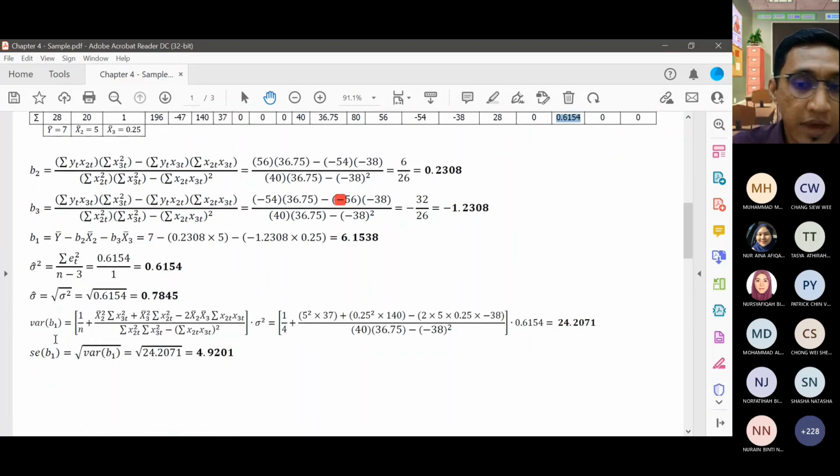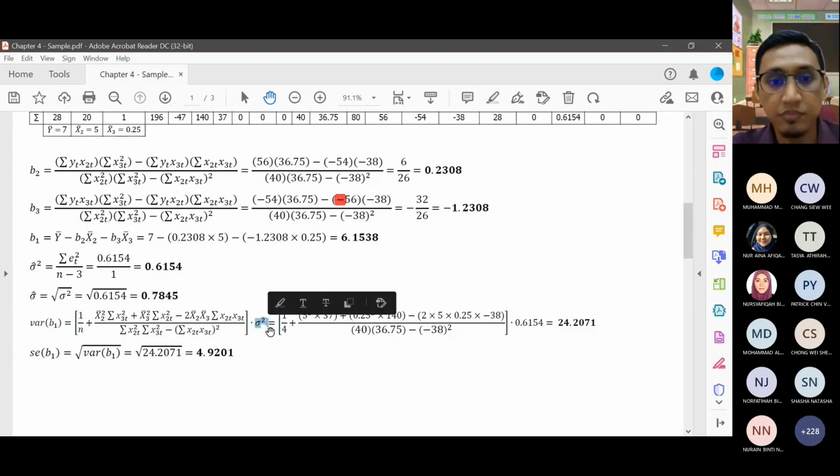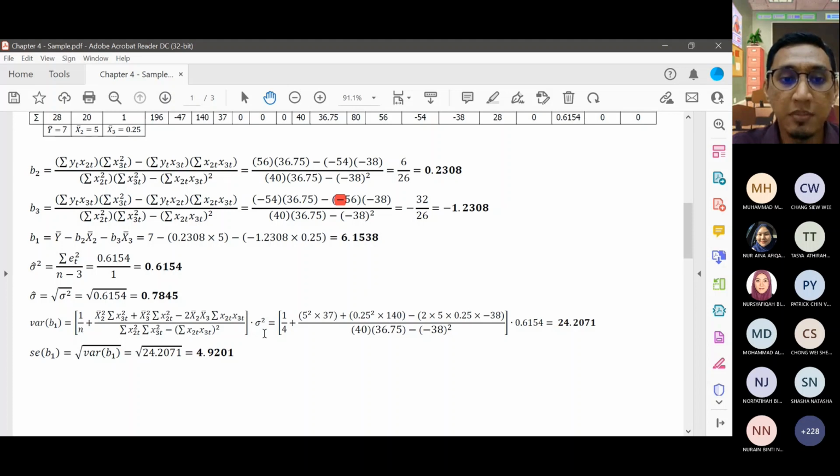And then we can proceed with the variance for B1. Yeah, the variance for B1 follows this formula. Of course, we will replace the variance for the estimation with the variance of the regression. So it means that instead of using sigma squared, we will be using sigma hat squared, because sigma squared represents the population variance. Since we are only referring to the sample variance, we replace sigma squared with sigma hat squared.